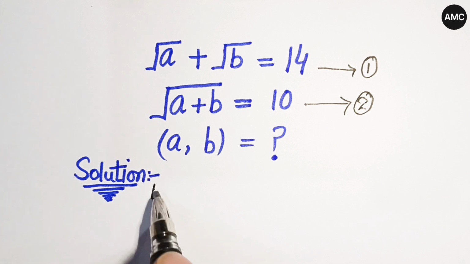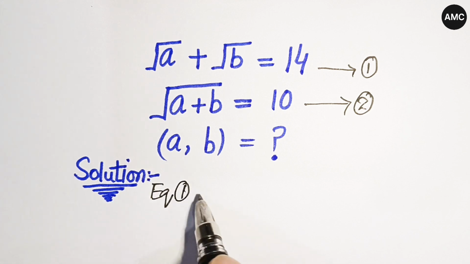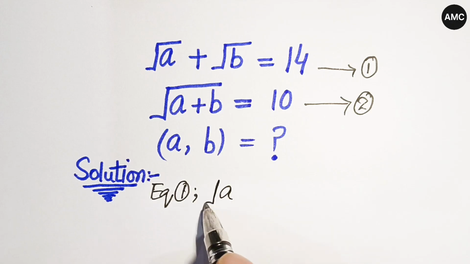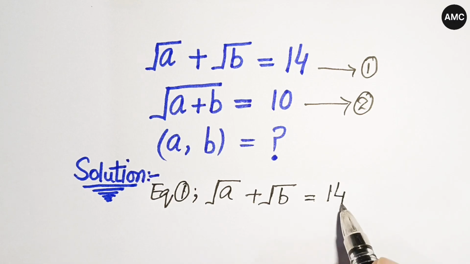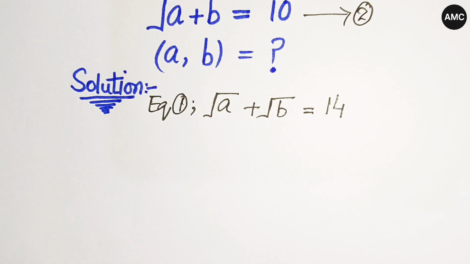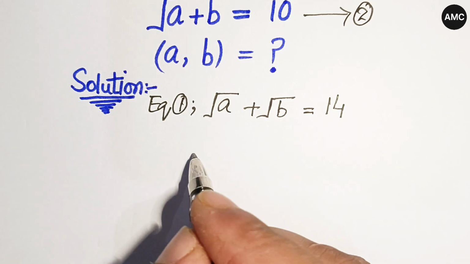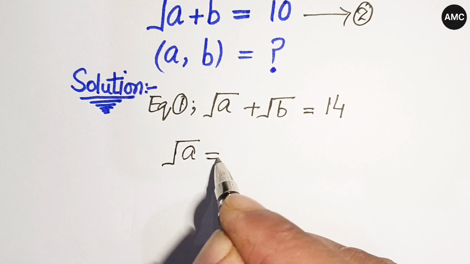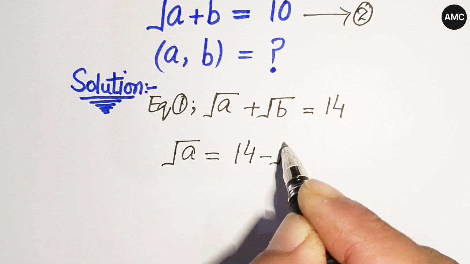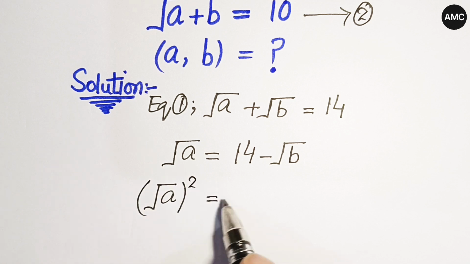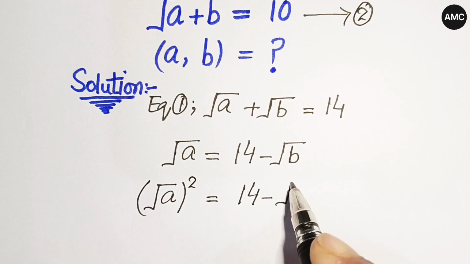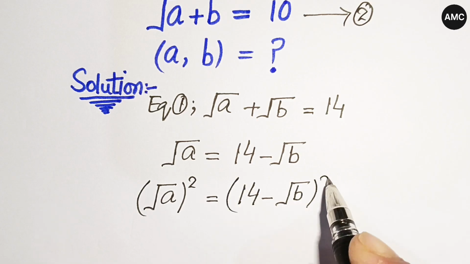Now from equation 1, that is square root of a plus square root of b is equal to 14. By shifting this square root of b to our right hand side, we get square root of a is equal to 14 minus square root of b. Now, if we take the square on both sides, it will be square root of a whole squared is equal to 14 minus square root of b whole squared.